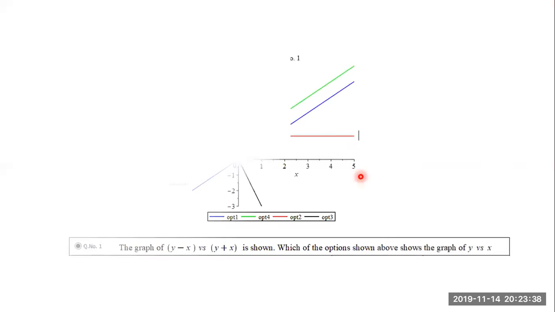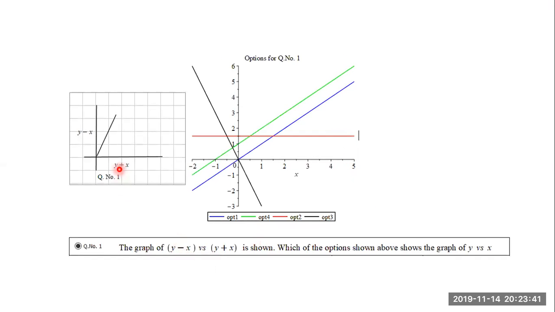Next, we will see. Now, here the graph of y plus x versus y minus x is drawn, and there are 4 options given. Which option is correct? Green, red, blue, or black? Here is the hint. I consider y plus x as x, y minus x as y. Then the relation is, it is starting from the origin. Therefore, y is equal to mx plus c. C is 0. Intercept is 0. Therefore, y is equal to 2x is the relation.